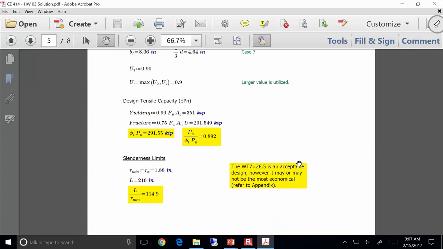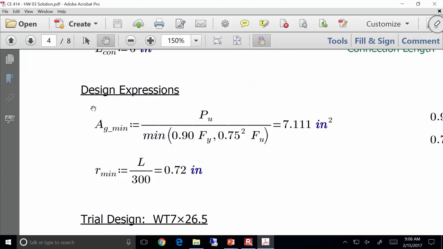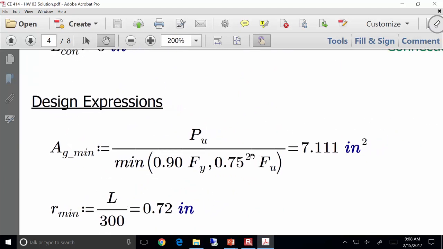Okay, now problem 2. If you pick the WT 7 by 26.5, it works, but it's not as efficient. And we talked about this last time. If you check the next member down, it will work. Now, what I really want to harp on is this. This equation, Ag min, yields a value of 7.11 square inches. And I think one of the conceptual issues that people were wrestling with when they were doing the homework, they say, well, all right, I checked the WT 7 by 26.5 and it works.